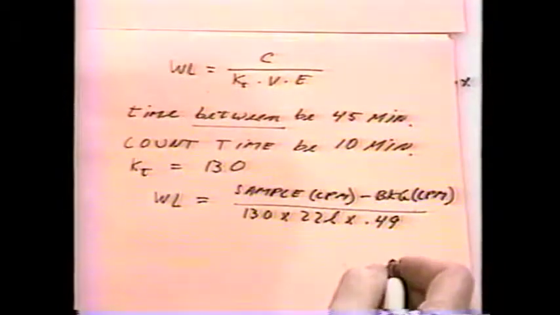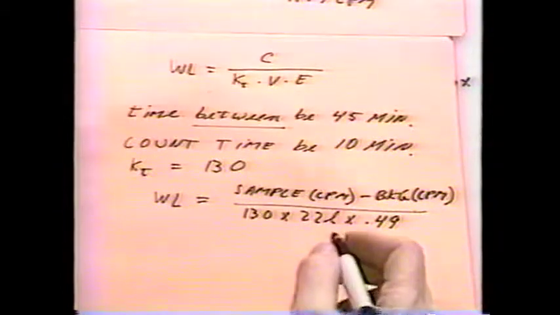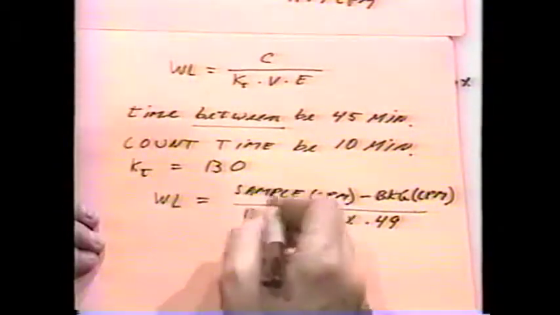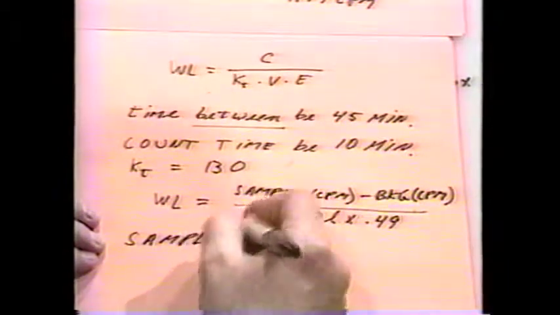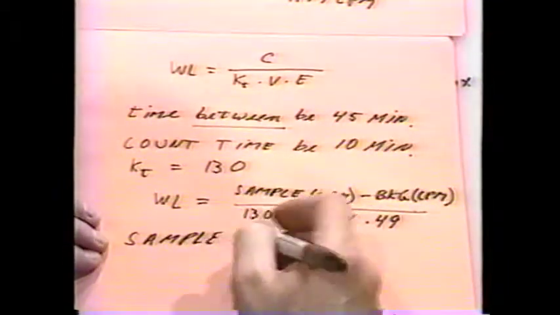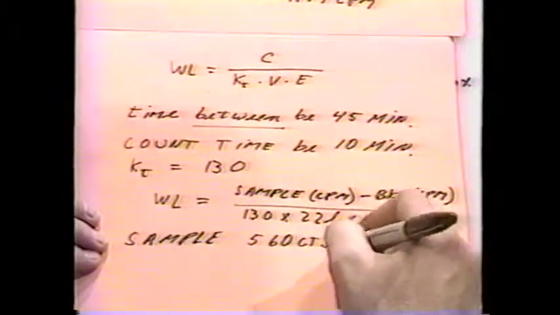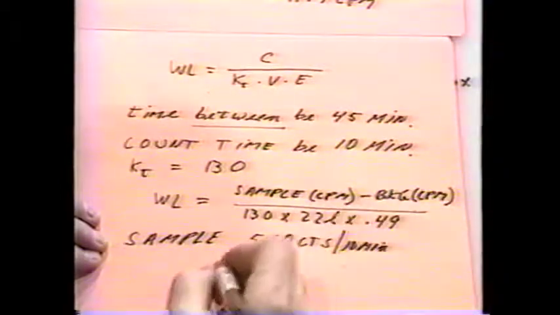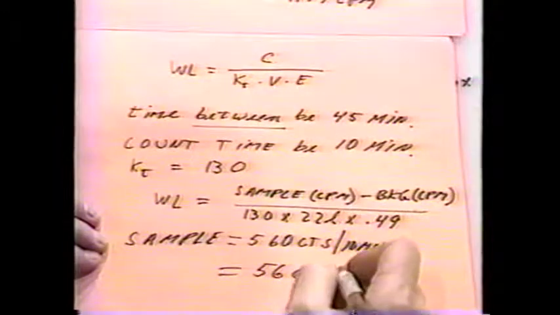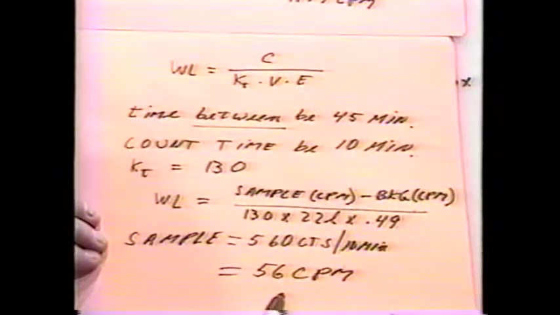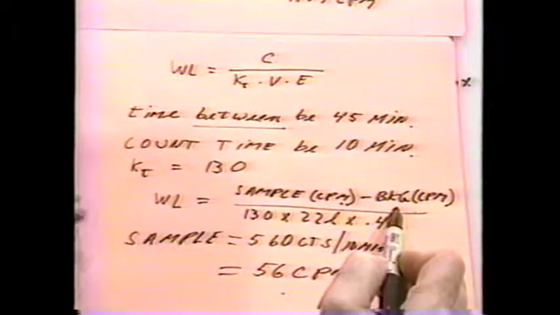Now, we still have to count the sample. I have not given you that information yet, but let's suppose that when we counted the sample, that is, we put the filter paper on and we counted it for that 10 minutes, we got 560 counts in that 10 minutes. So the sample is 56 counts per minute. And that's the number we're going to put up here in the sample. Background, we already know, is 0.6.